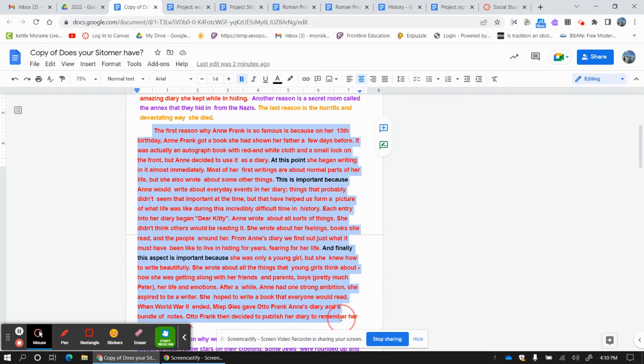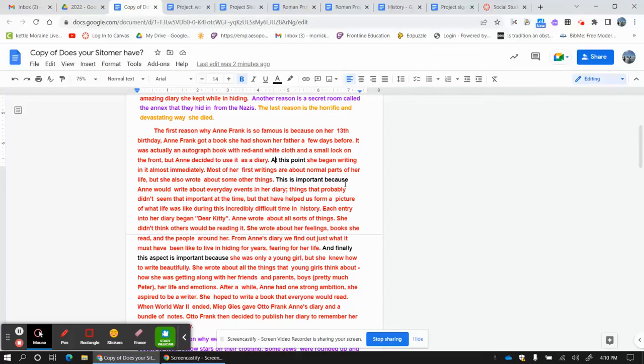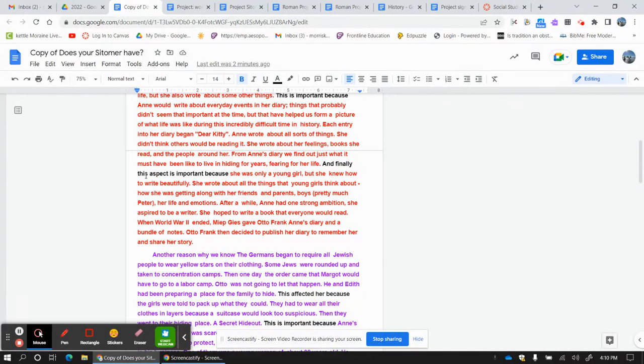Look at this. This is our first body paragraph of evidence. This is just your research. This is what you've got when you went and did your research on your Cornell notes. This is your summary. Notice how I have, at this point, a transition sentence starter. This is important because, transition sentence starter. And finally, this aspect is important because, a transition sentence starter.